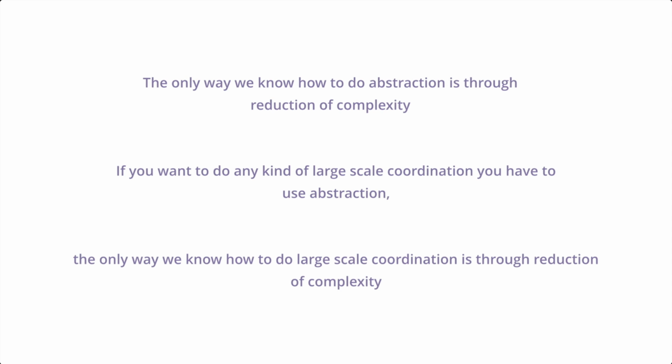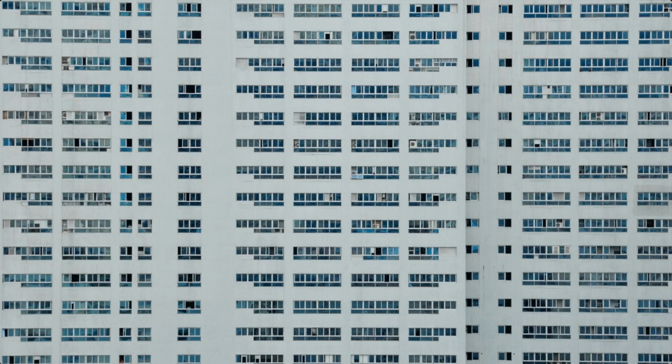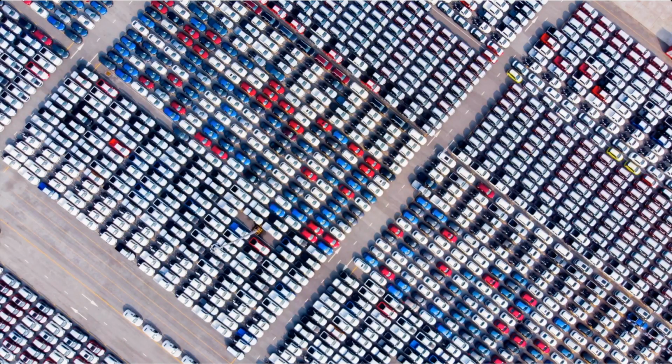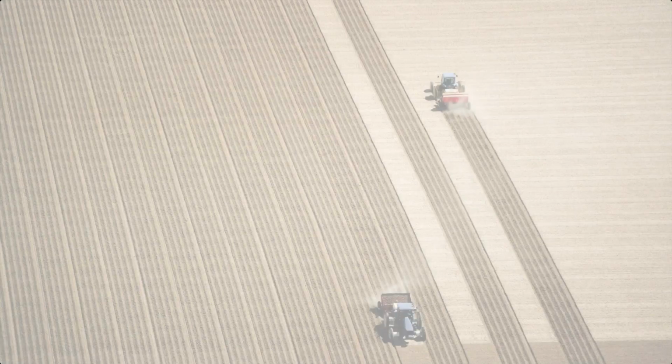And we see it out there in the world. The only way we know how to do large-scale coordination is through reduction of complexity. We can't really embrace it. We have these models that are very linear. Our world ends up looking a bit like this, which is a good expression of reductionism and linear thinking. Lots of lines. And this is how we do food.